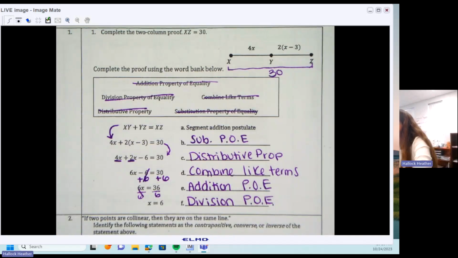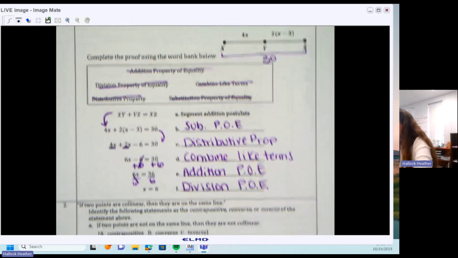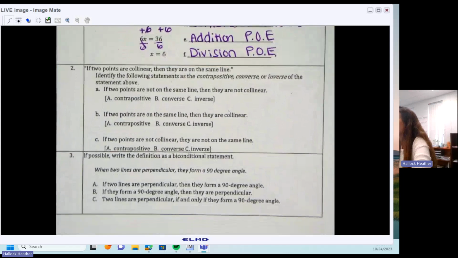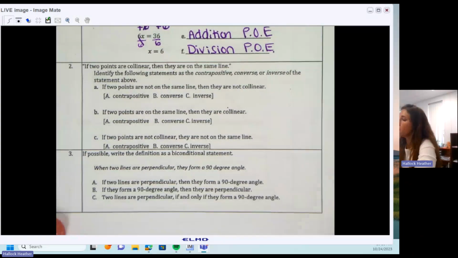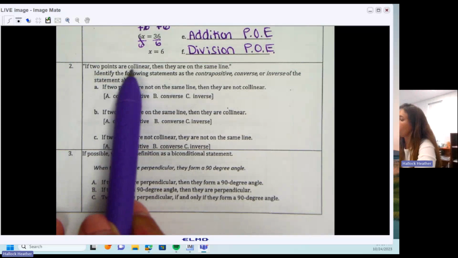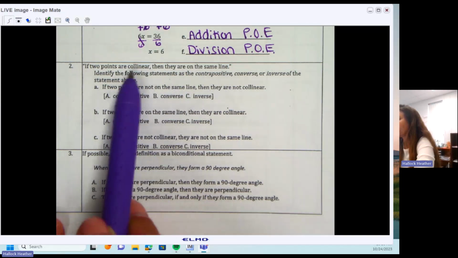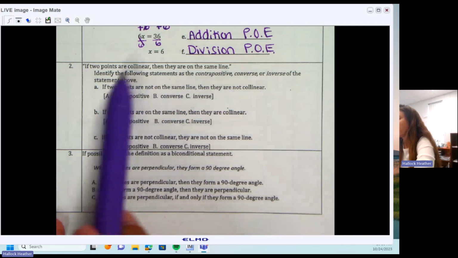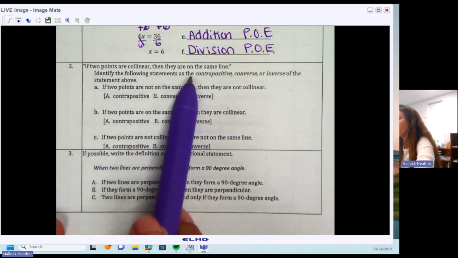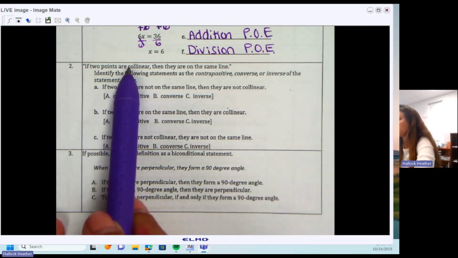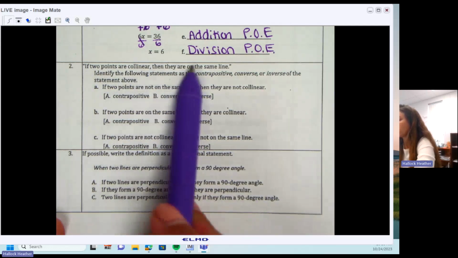Number 2 is conditional statements and using the converse, the inverse, contrapositive, and biconditional to rearrange the sentence. So it says if 2 points are collinear, then they are on the same line, which is a true statement. So collinear points fall on the same line. We have to identify the following statements if they're contrapositive, converse, or inverse based on the original sentence. So you're always going to reference back to the original.